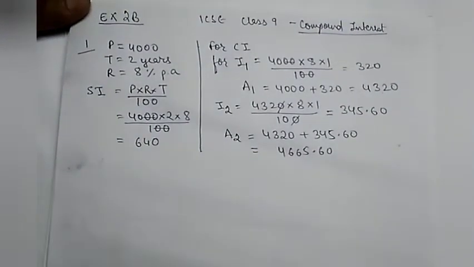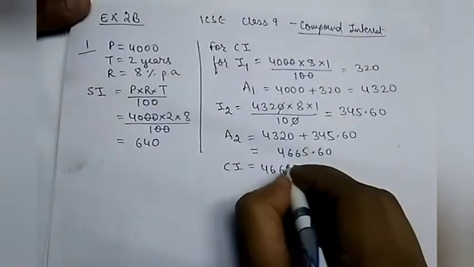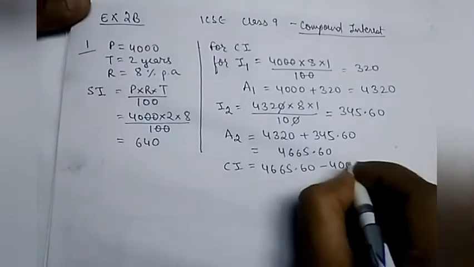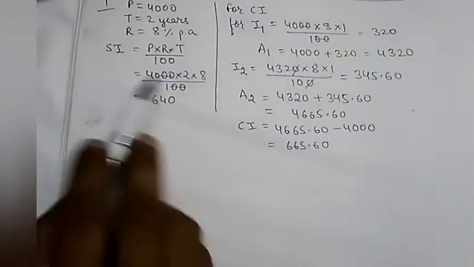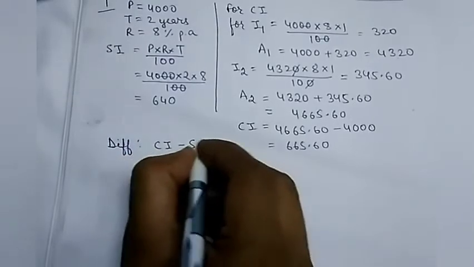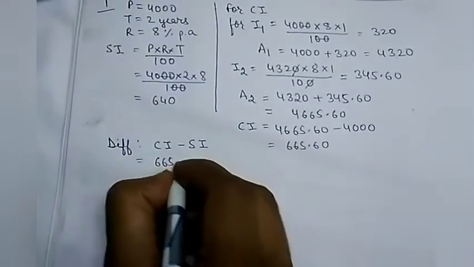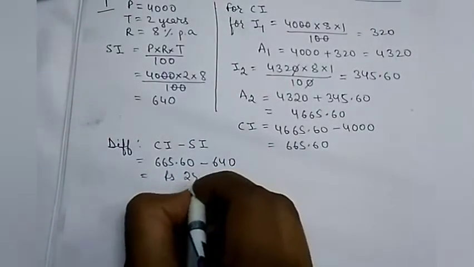So what is the compound interest here? The compound interest here will be 4665.60 minus 4,000, that is equal to 665.60. The question was to calculate the difference between the simple interest and the compound interest. So difference is equal to compound interest minus simple interest, that is 665.60 minus 640, that is equal to rupees 25.60.